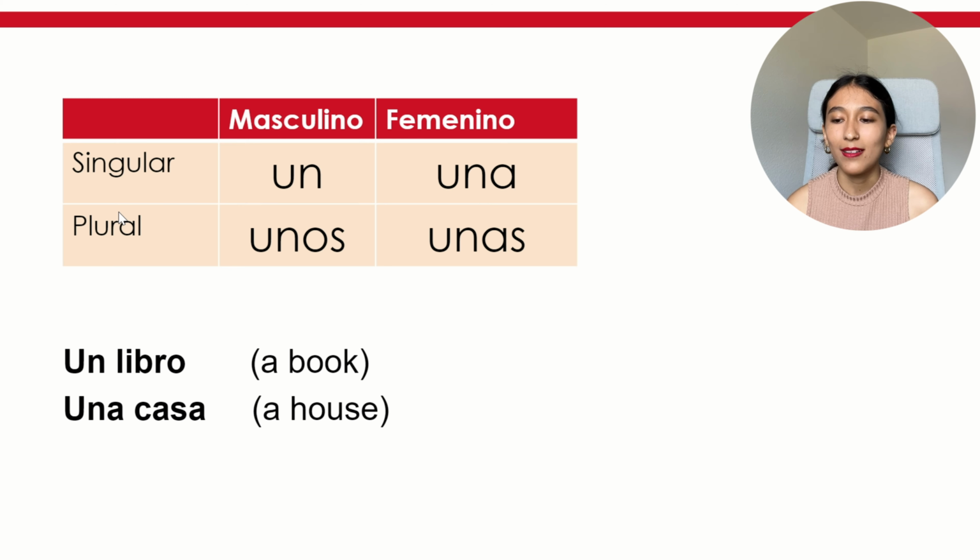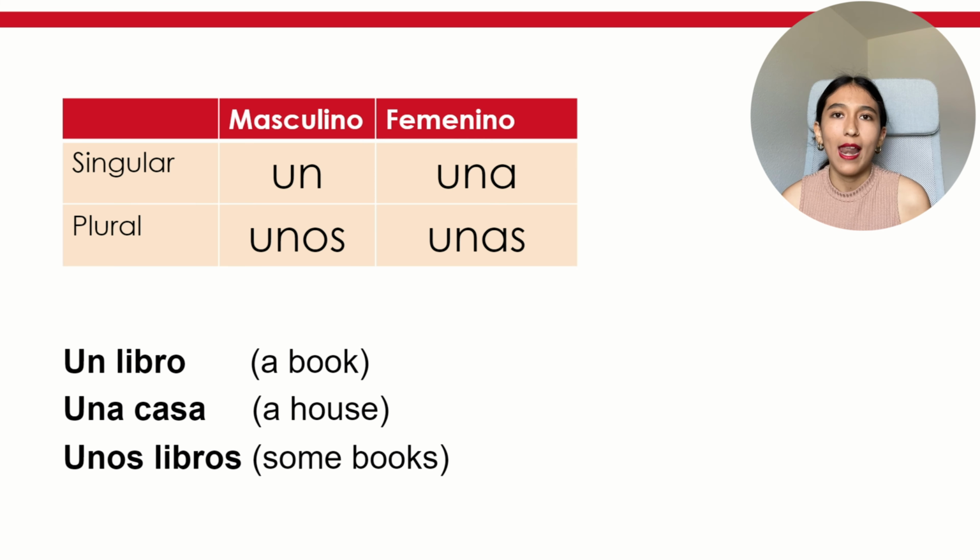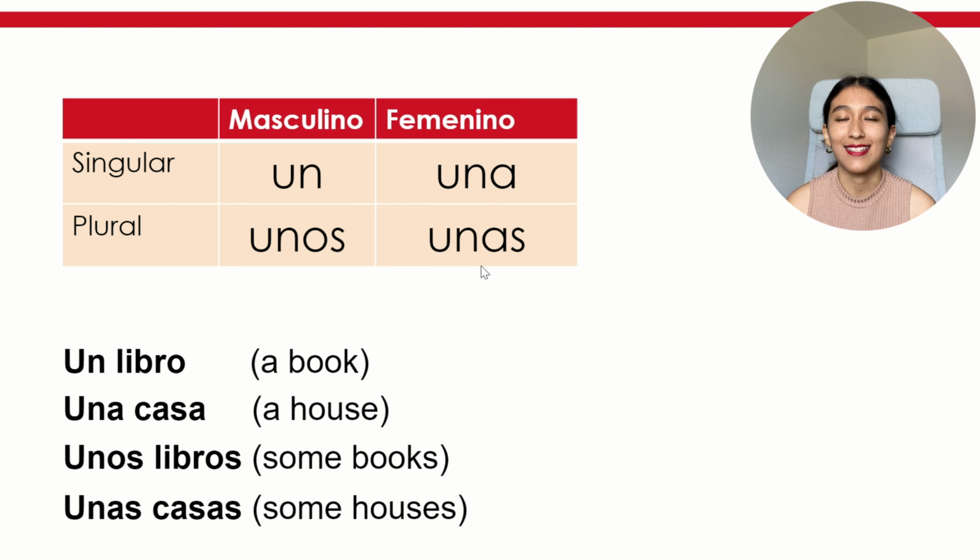Then in the plural of masculine, we have unos. Unos, it's used with masculine nouns that are in plural. For example, unos libros, some books. Unos libros. Then we have the feminine for plural, that is unas. Unas. Por ejemplo, unas casas. Unas casas. Used for feminine plural nouns.